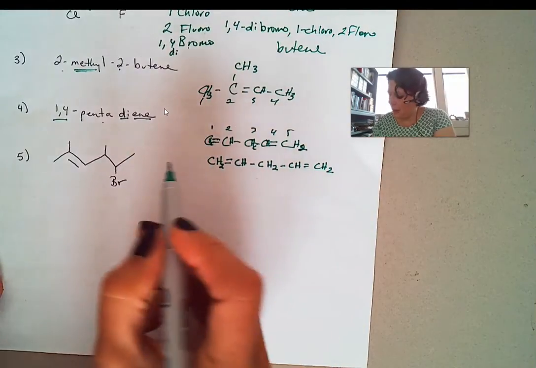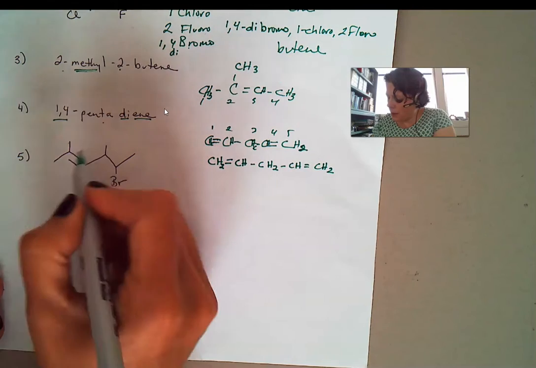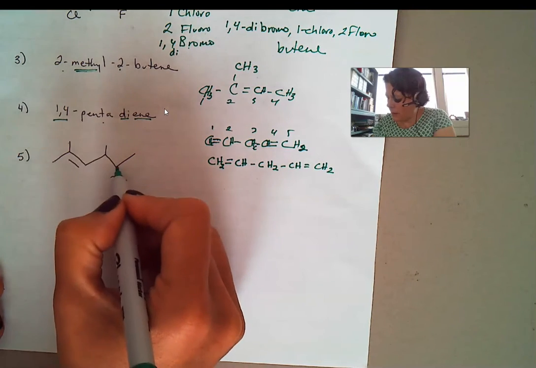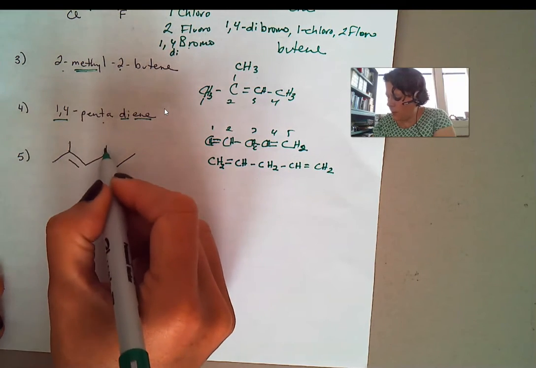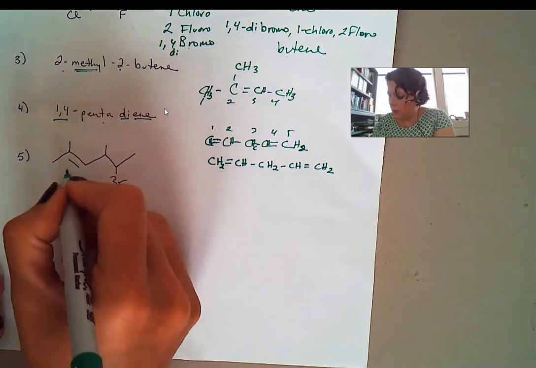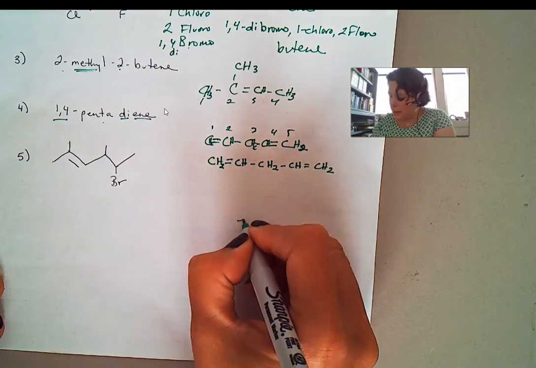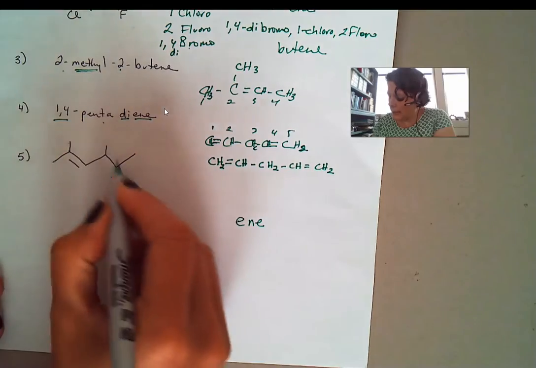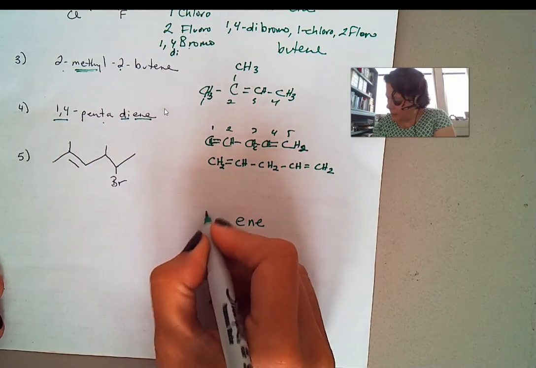Pretty easy. Now here, we go with the longest carbon chain. 1, 2, 3, 4, 5, 6. 1, 2, 3, 4, 5. 1, 2, 3, 4, 5, 6. So 6. We know it's got a double bond in it, so it ends in ene. It's got 6, so it's hex.